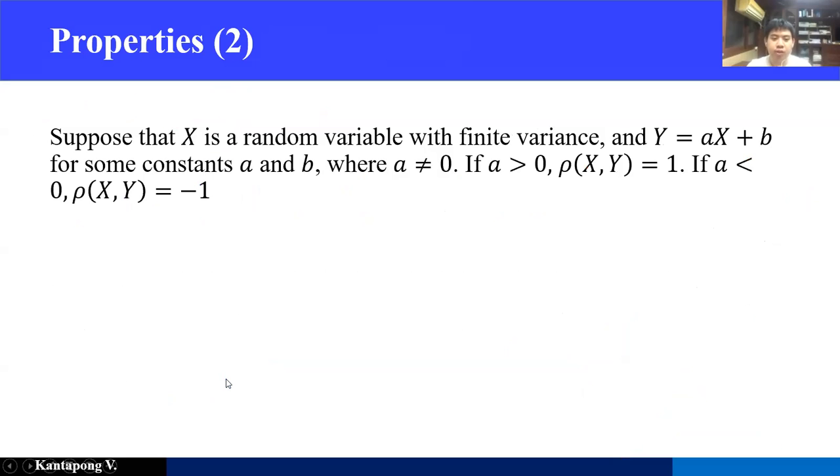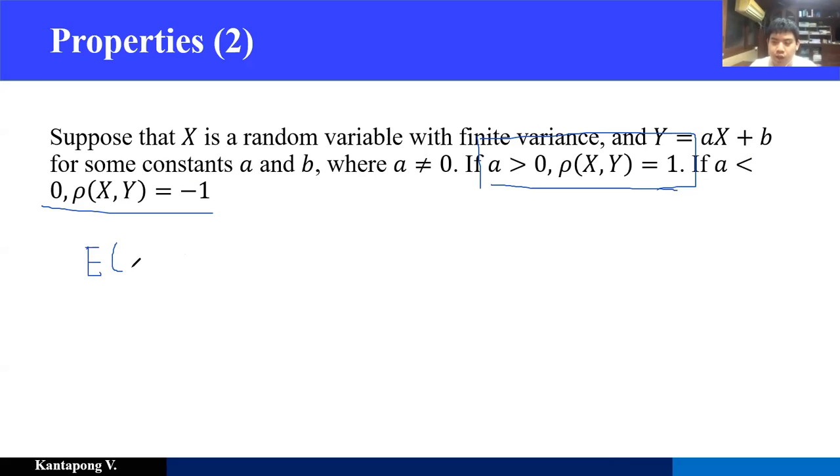The second property: suppose that x is a random variable with finite variance and y equals ax plus b for some constants. If a is greater than 0, rho xy is equal to 1. If a is less than 0, rho xy is equal to minus 1. Let's prove the first one because the other one is very similar. What do we do? First, we find the covariance.